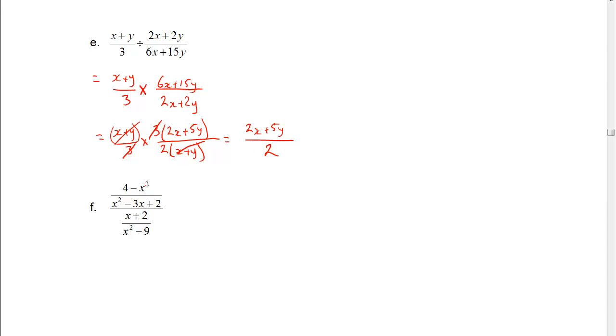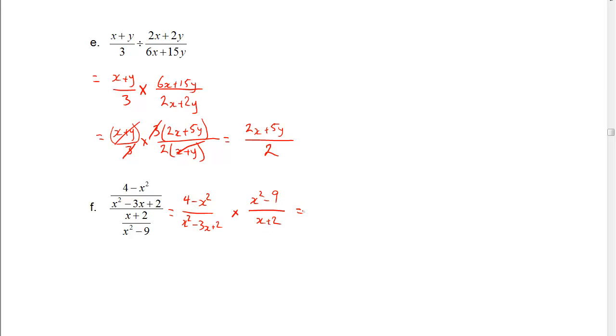So here we have 4 minus x squared over x squared minus 3x plus 2, all divided by x plus 2 over x squared minus 9. So the first thing we're going to do is write it as a multiplication, and then we'll proceed by factoring. So we take the top fraction multiplied by the reciprocal of the bottom fraction.